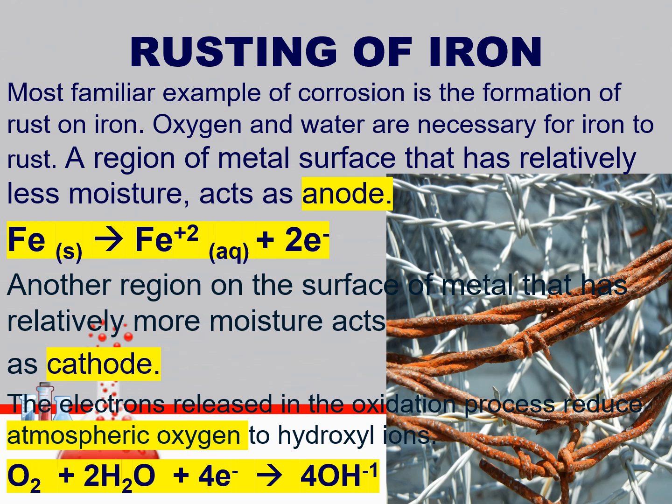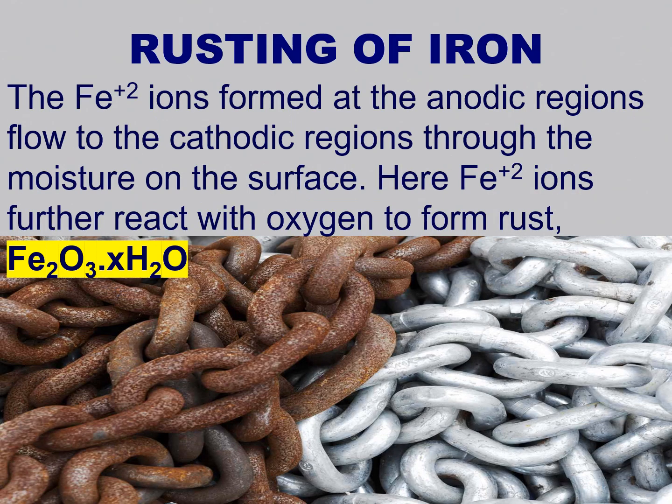A region of the metal surface that has relatively less moisture acts as anode. Another region on the surface of metal that has relatively more moisture acts as cathode, and moisture acts as electrolyte. So electrolysis process takes place. During rusting process, Fe2+ ions formed at the anodic region flow to the cathodic region through the moisture on the surface. Here Fe2+ ions further react with oxygen to form rust.